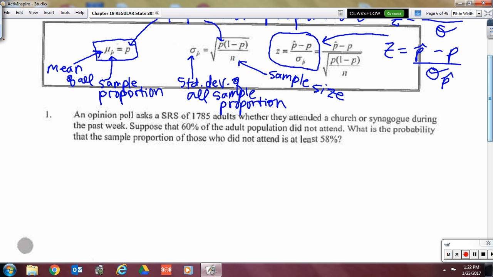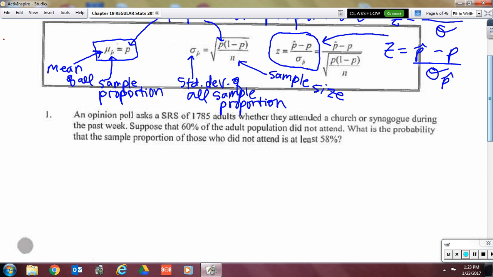All right, so here we go. Let's go ahead and then start practicing these. Here we go. Number 1. An opinion poll asks a simple random sample, that's what your SRS is, of 1,785 adults, whether they attended church or synagogue during the past week. Suppose that 60% of the adult population did not attend. What's the probability that the sample proportion of those who did not attend last week is at least 58%?